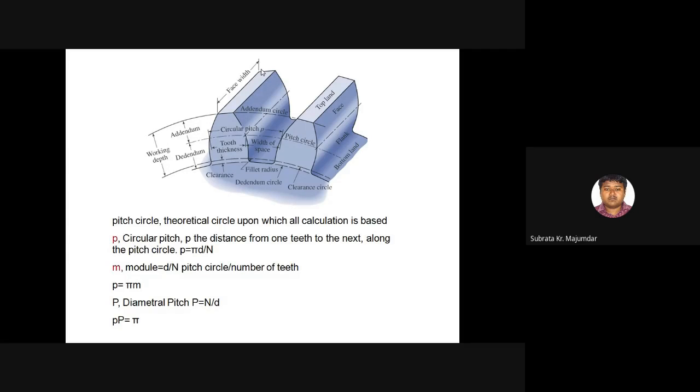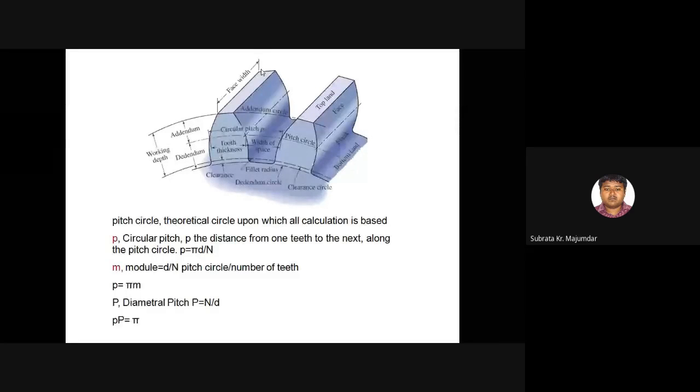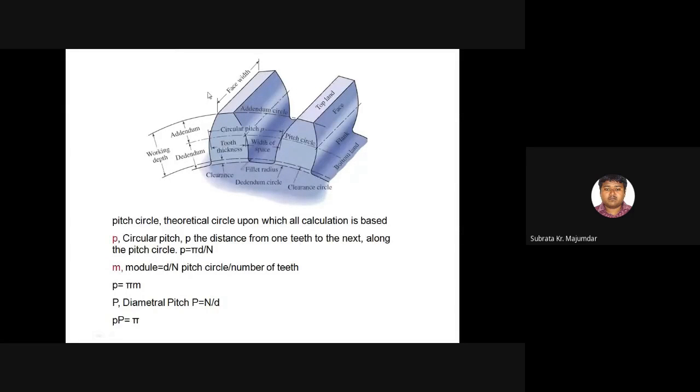It is the surface of the geared tooth above the pitch circle. This one is the pitch circle, and above the pitch circle, these are the surface of the geared tooth, which is known as the face of the tooth.